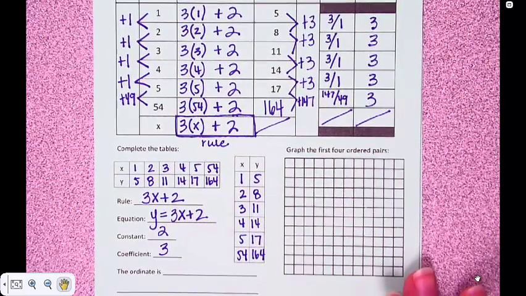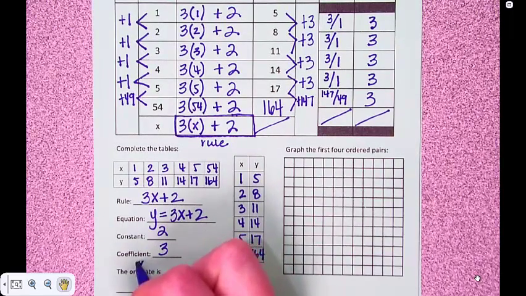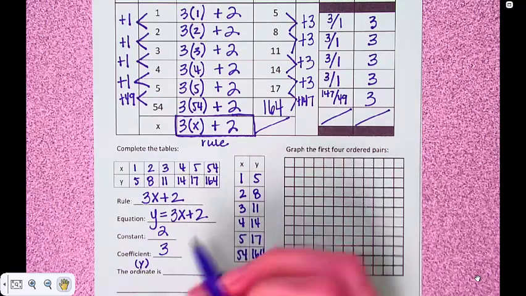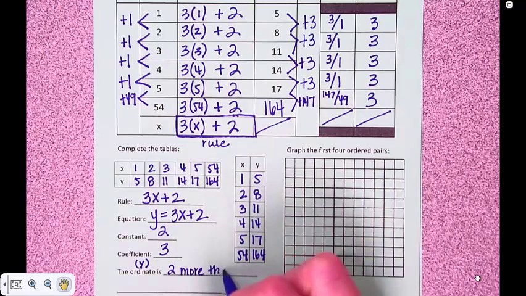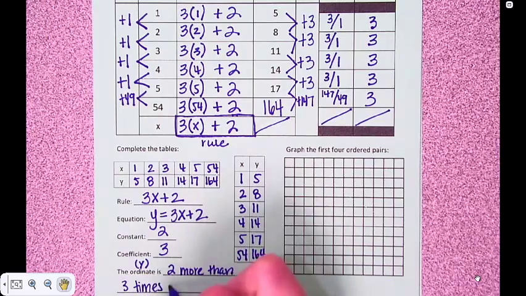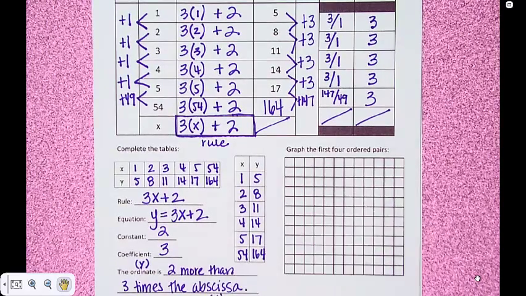Now we're going to write out a sentence. The ordinate also stands for the letter y. So we're going to say the ordinate is, and now we need to write this rule out in words. We're going to use the words 2 more than 3 times the abscissa. The abscissa is the word that stands for x.